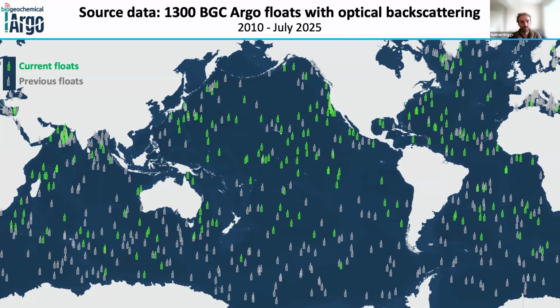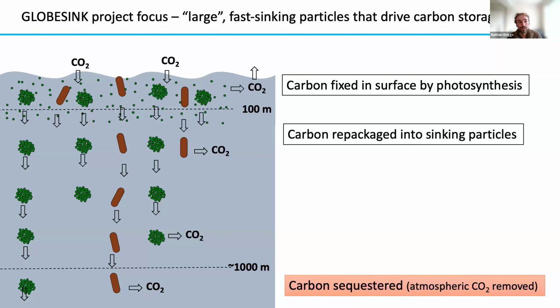And so briefly, for those who aren't familiar with BGC Argo, these are floats that profile every 10 days at least between 2,000 meters and the surface. Argo floats carry temperature and salinity sensors. BGC Argo floats carry other biogeochemical sensors, one of which is optical backscattering.